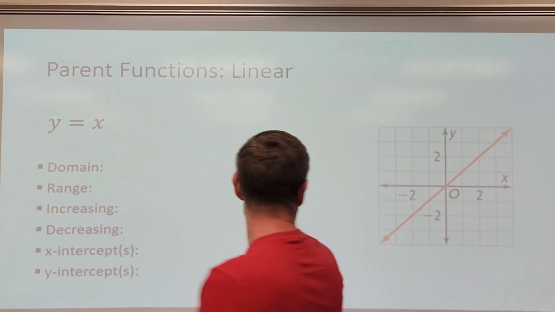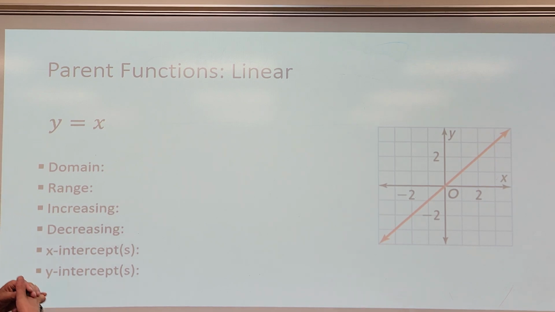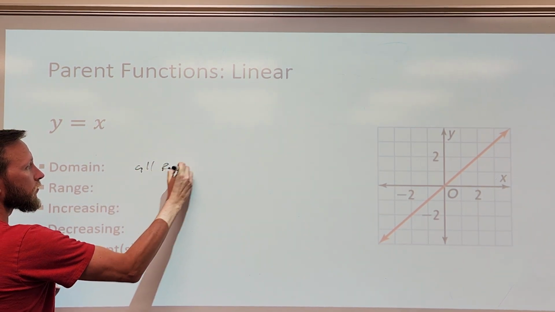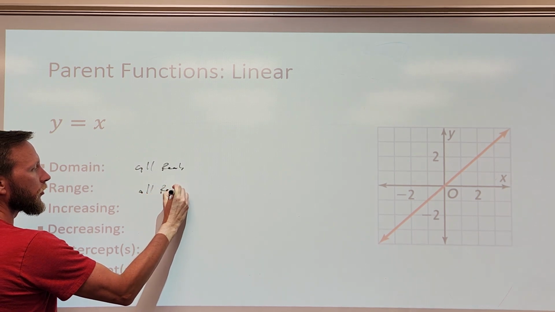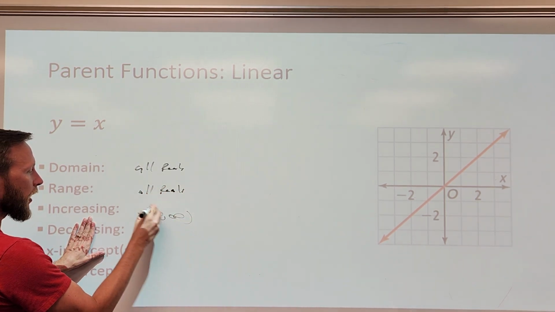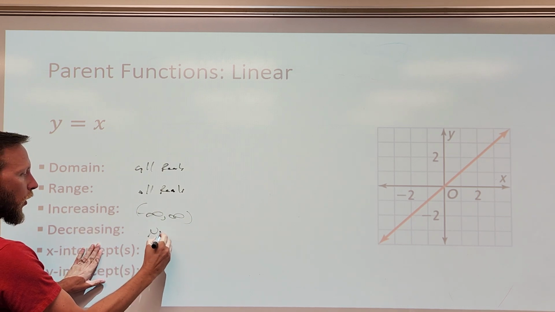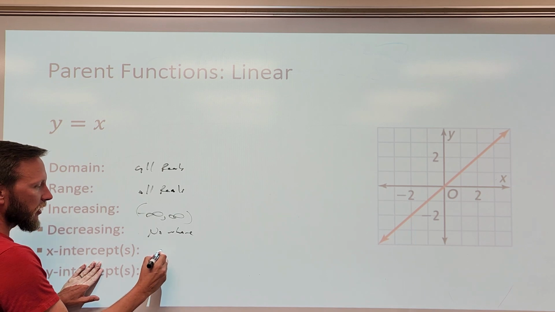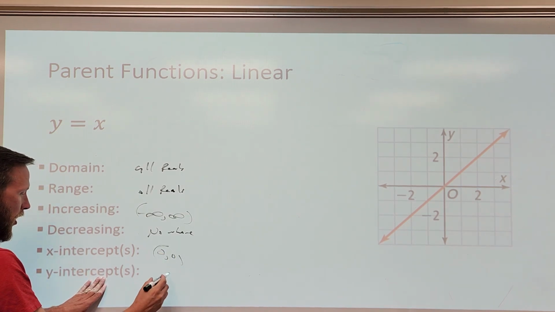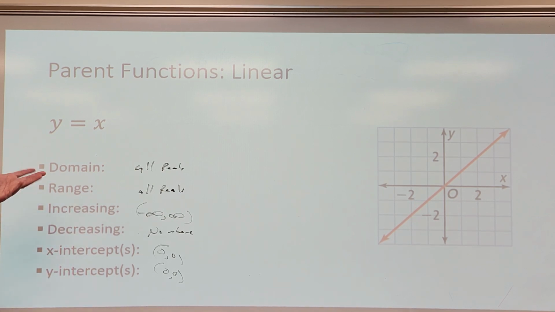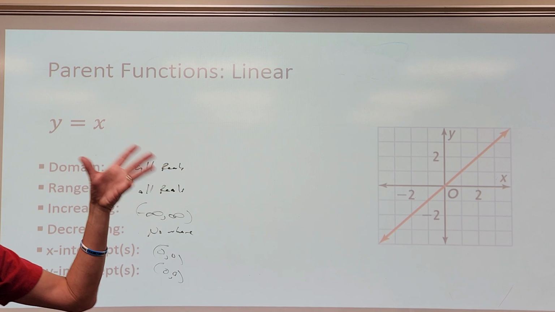So the parent function is the function y equals x. The domain is all reals. All reals for the range. It is increasing from negative infinity up to positive infinity. It's decreasing nowhere. The x-intercept is at 0, 0. The y-intercept is at 0, 0. All right? And so we have this understanding of what a linear graph is going to look like.